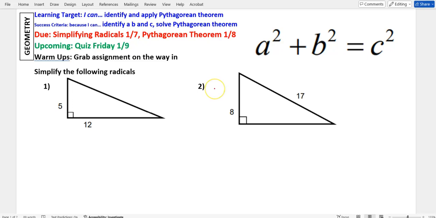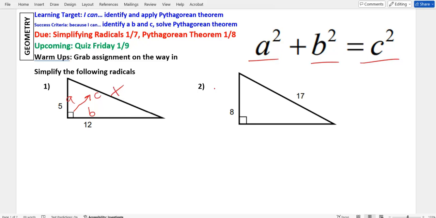So, like we said, yesterday was a squared plus b squared equals c squared, right? If I've got a right triangle, I know it's right because of this right angle. A and B are next to the right angle. Across from the right angle, the longest side is C. If there's a missing side, I want to call it X. Okay, I'll put an X there.